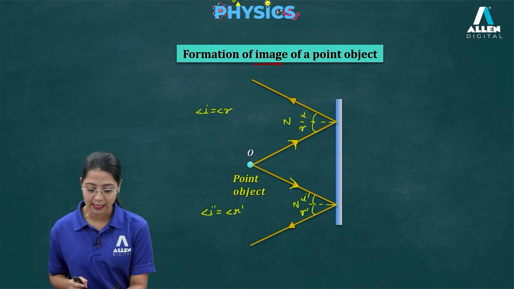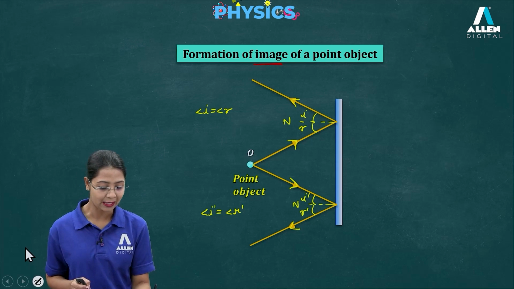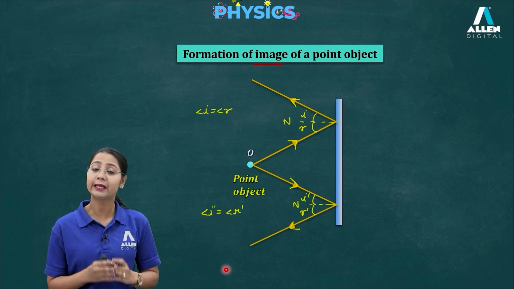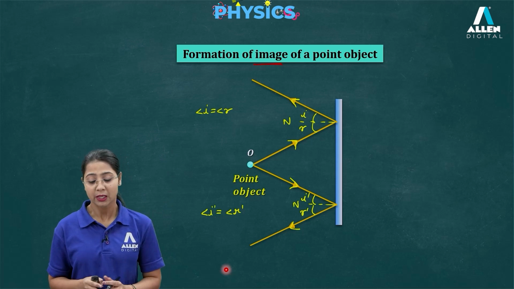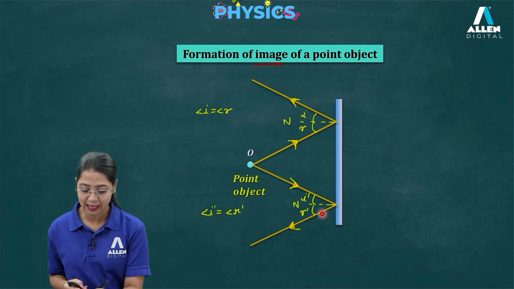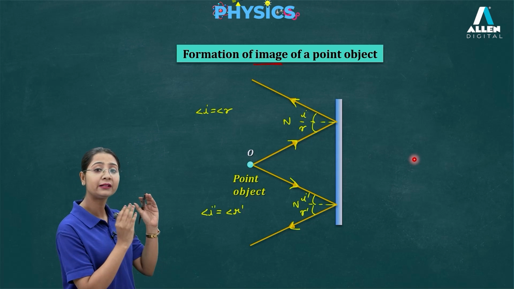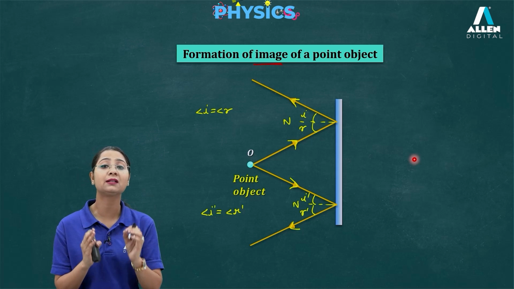So students, we know that these reflected rays are diverging. These reflected rays are diverging. They cannot meet in reality. But if we extend these reflected rays behind the mirror, we will find that the reflected rays appear to meet at a single point.